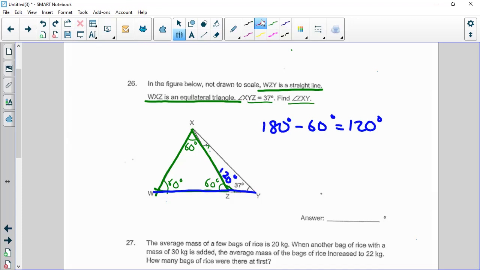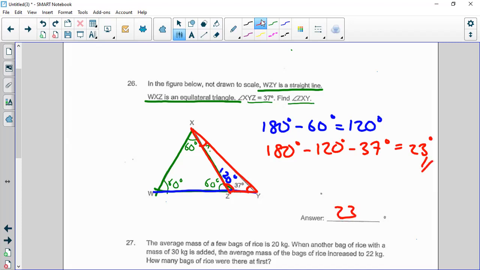And now can you find the question mark? Yeah, you can find it already, because there's a triangle. The sum of angles in the triangle added together is 180. Then you minus 120 and you minus 37. And okay, what do you get? Okay, let me just use my calculator. 180 minus 120 minus 37, and your answer is 23. Okay, so do you get 23 degrees?